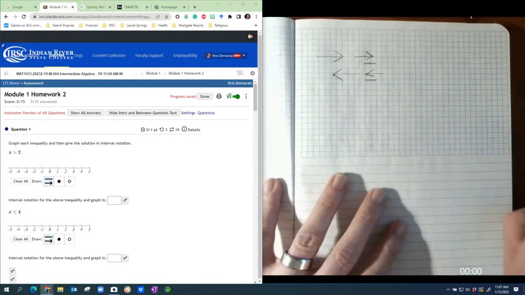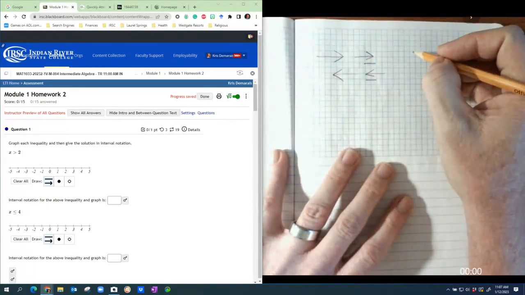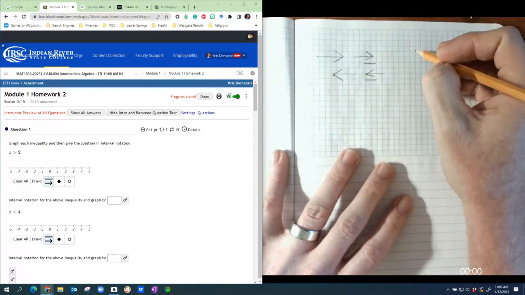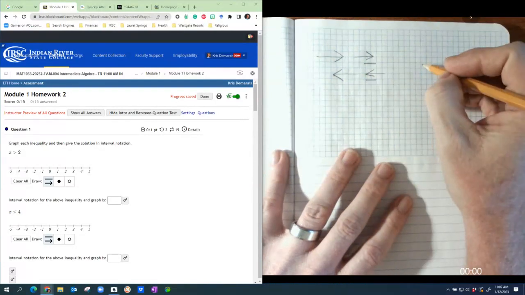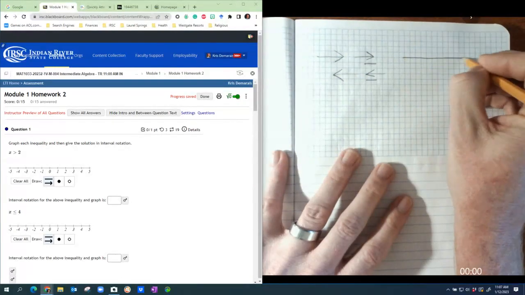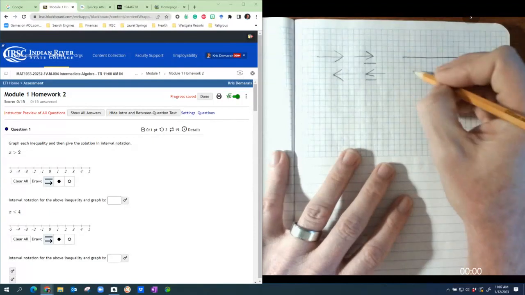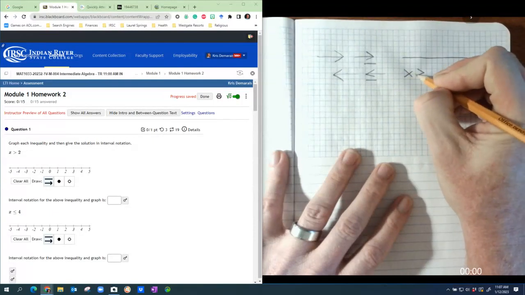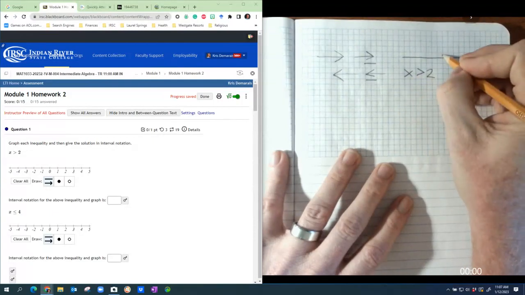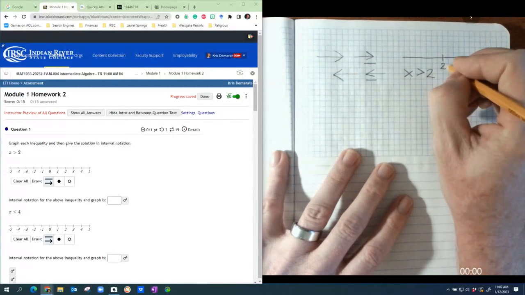Okay, no problem. All right, now I'm going to do question number 1, where it says to graph the inequality. When I graph the inequality, I'm going to look at the number that's indicated. So I quickly see that it's 2. So it's x is greater than 2. That's how we say that. Wherever the value is, I call it the value of indication. So that value is indicated.